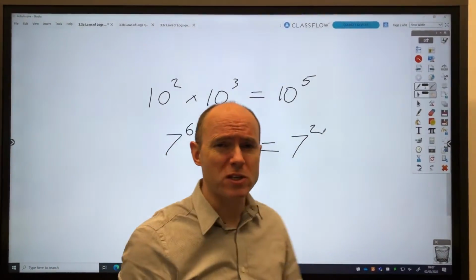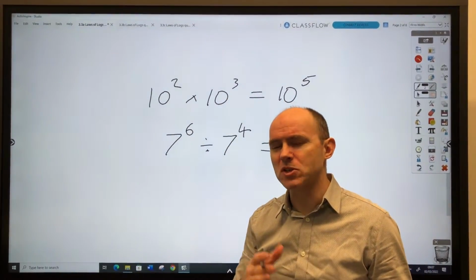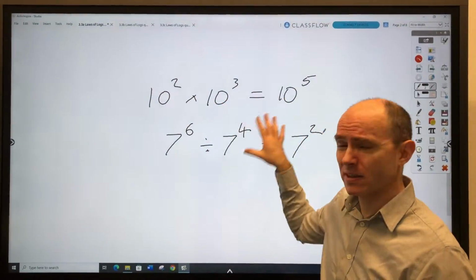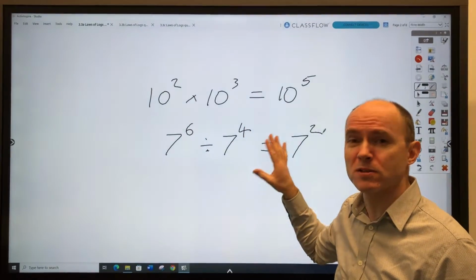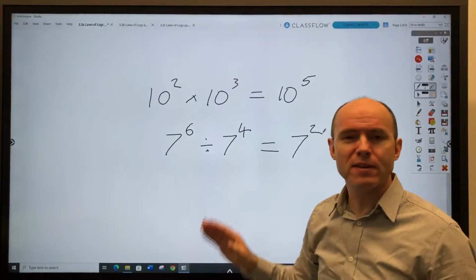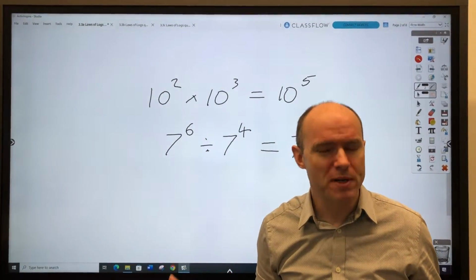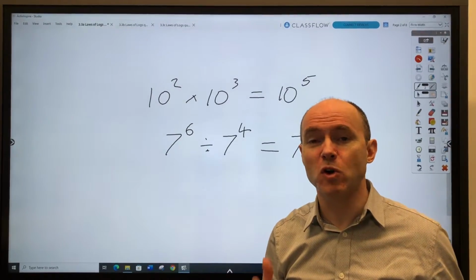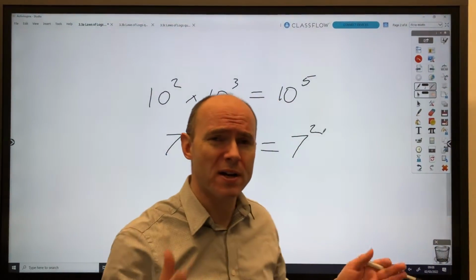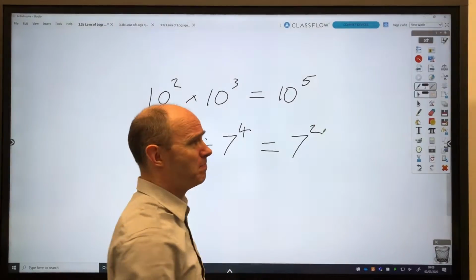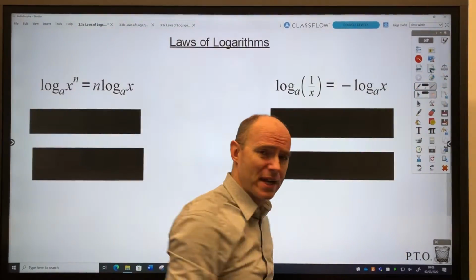So these logarithm rules are intuitive once you get used to them, because they're basically following the same pattern as the laws of indices. There's no surprise there, I hope, because logarithms are the inverse of indices. That's why the rules are coming across as very, very similar. Let's have a look at the next couple, shall we?